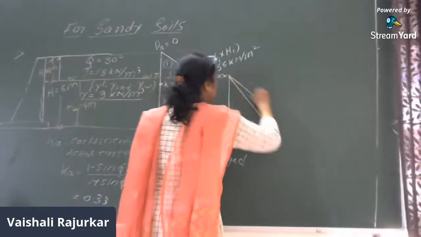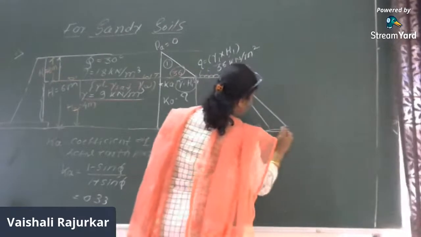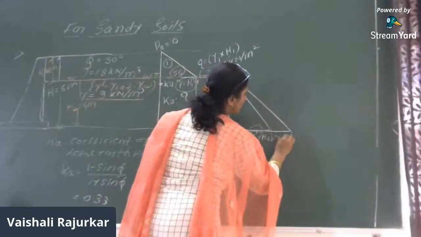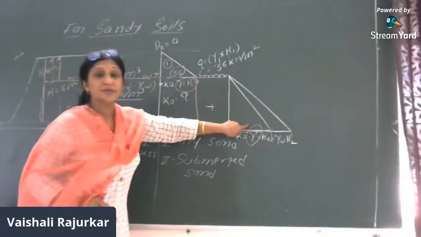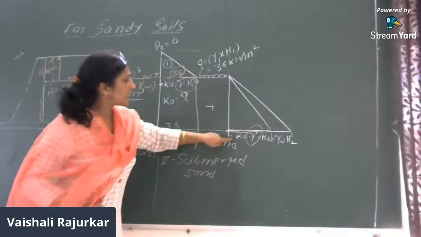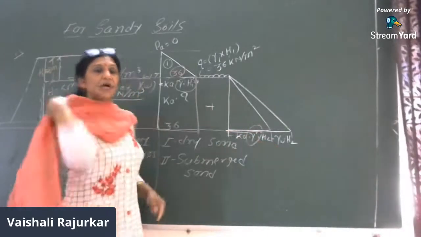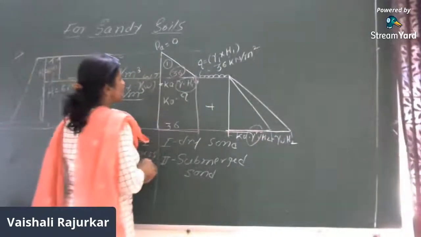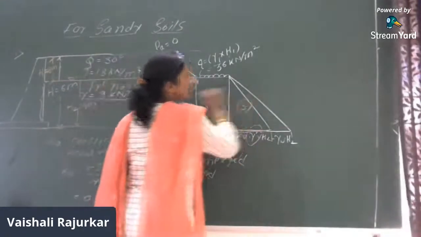Then the another pressure is due to the water. So the intensity is gamma W into H2. So the first pressure is due to the submerged weight, that is Ka into gamma dash into H2, and another pressure that is due to the water. Now there are three distribution diagrams. This is distribution diagram 1, this is 2, and this is 3.